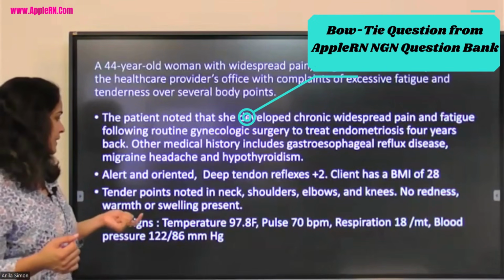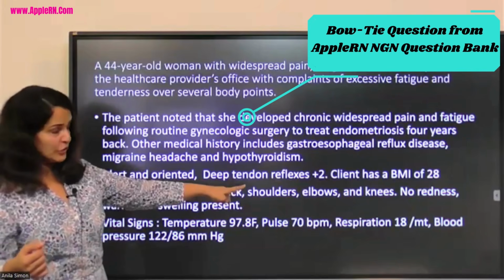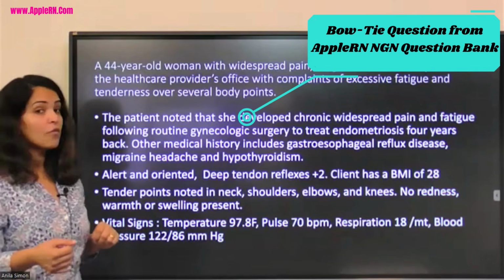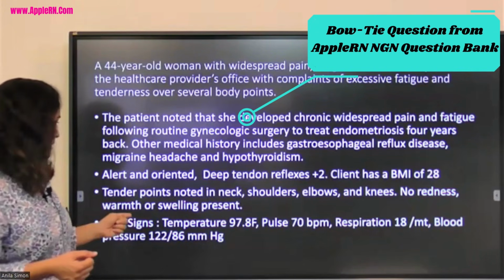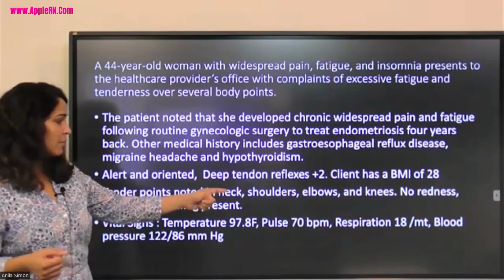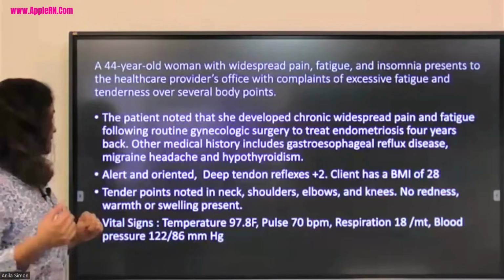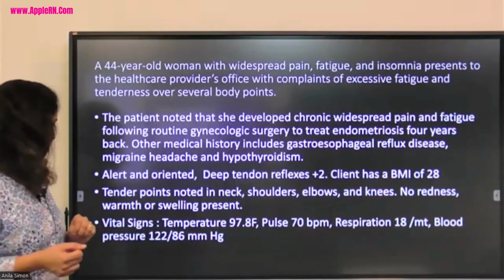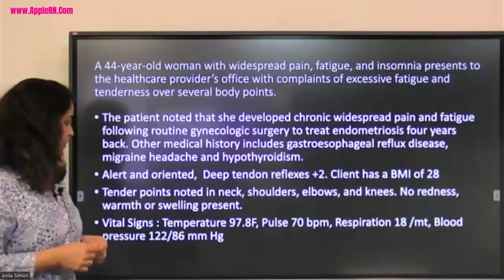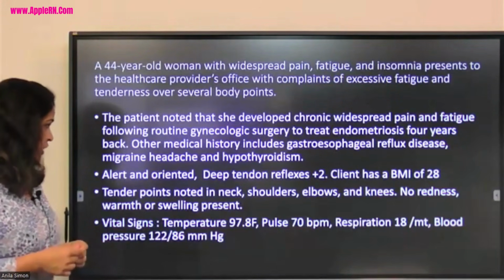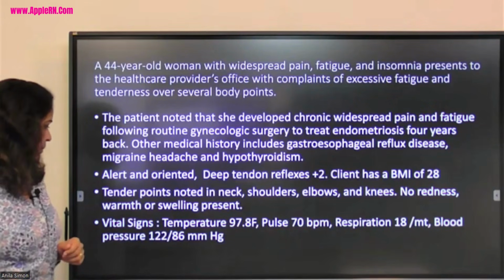Alert and oriented, deep tendon reflexes +2. Client has a BMI of 28. Tender points noted in neck, shoulders, elbows, and knees. No redness, warmth, or swelling present. Vital signs, temperature 97.8, pulse is 70, respiration is 18, and blood pressure is 122/86.